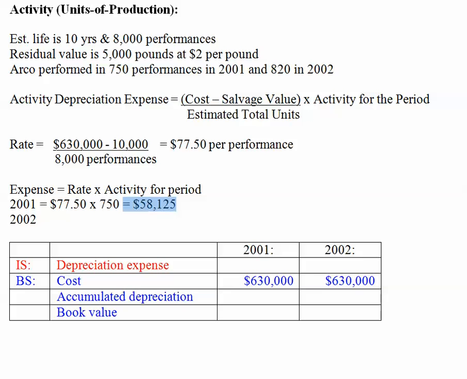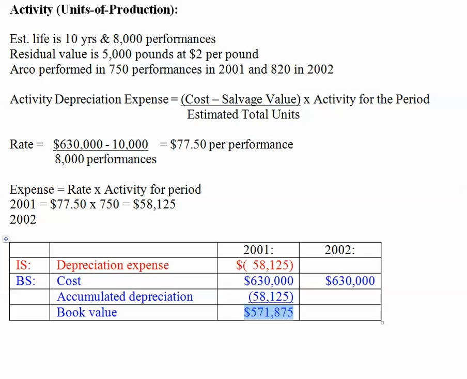Now, as far as the financials, the income statement will show the $58,125. Your balance sheet will have the first year accumulated depreciation equal to the expense, but that won't be the case for 2002 and thereafter. Now, what will actually be on the balance sheet is the book value, or the net book value, and it will be $571,875.